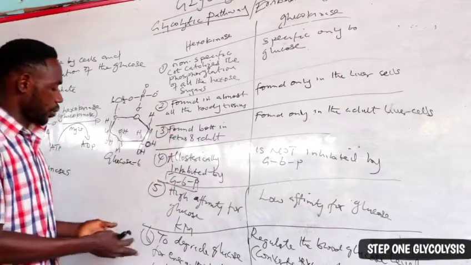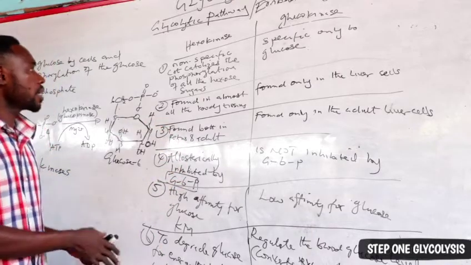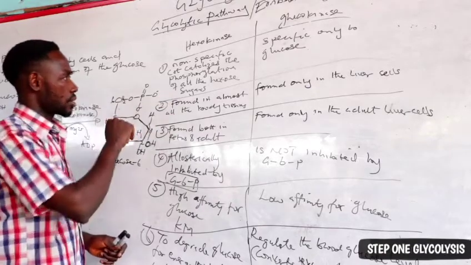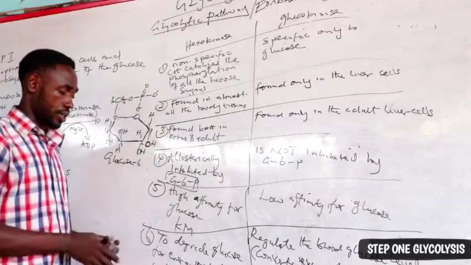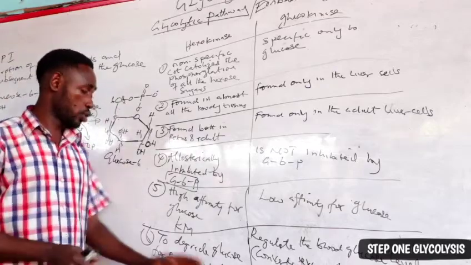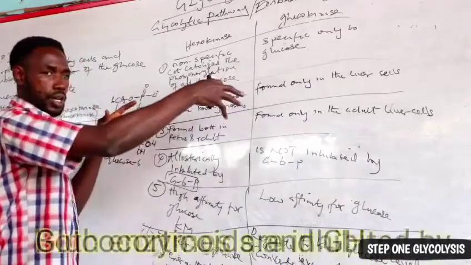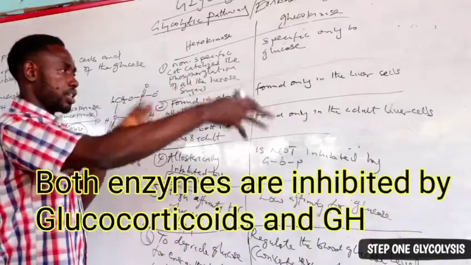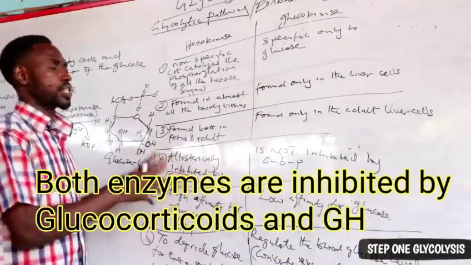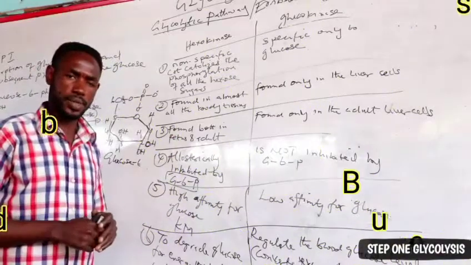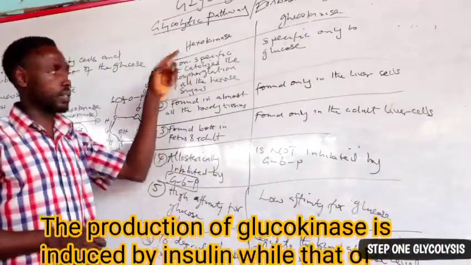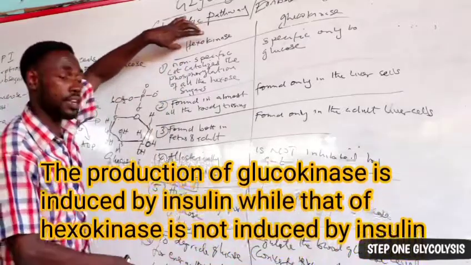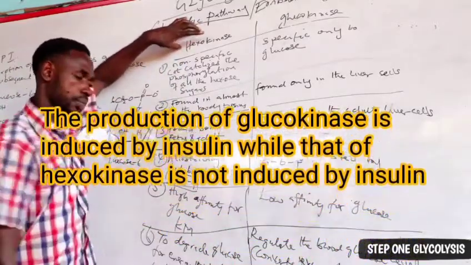Then coming to inhibition, we have actually number 7, I think. There are 2 inhibitors of this: glucocorticoids and growth hormones inhibit the 2. Then if you come to inducible, there are what we call inducible enzymes and non-inducible. This is not induced by insulin. Hexokinase is not, that should be number 7, not induced by insulin.